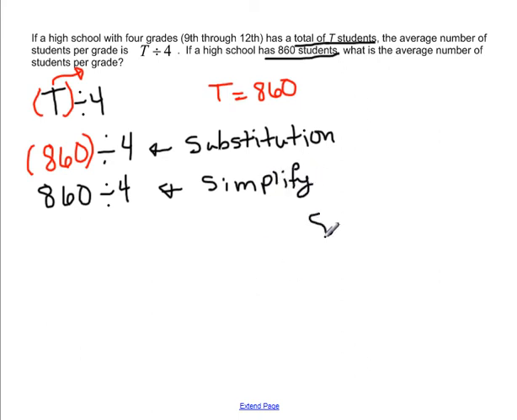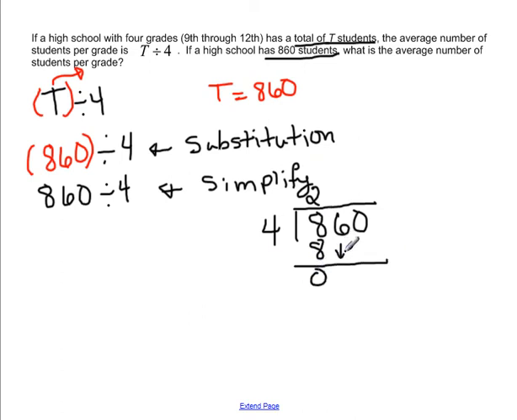Let's say we don't get to use a calculator for this. So we have 860, and we're going to divide it by 4. Let's go ahead and do the division. Well, 4 goes into 8 twice. And 2 times 4 is 8. So we do the subtraction. That comes out to be 0.